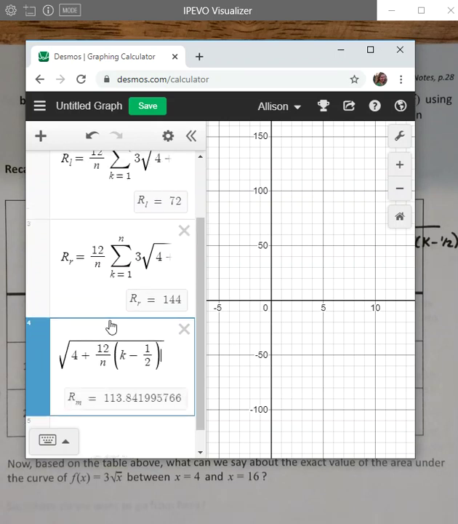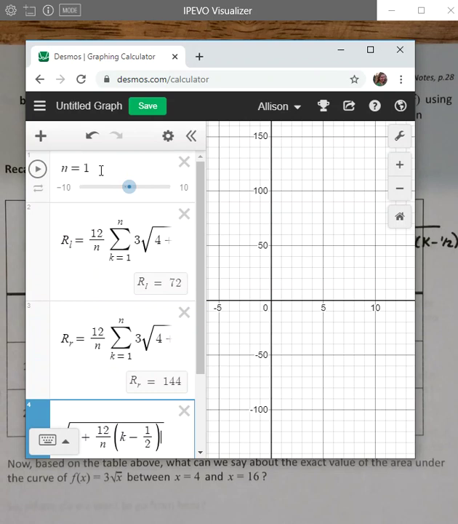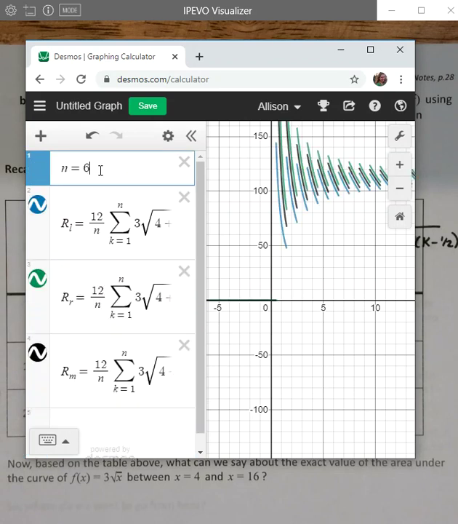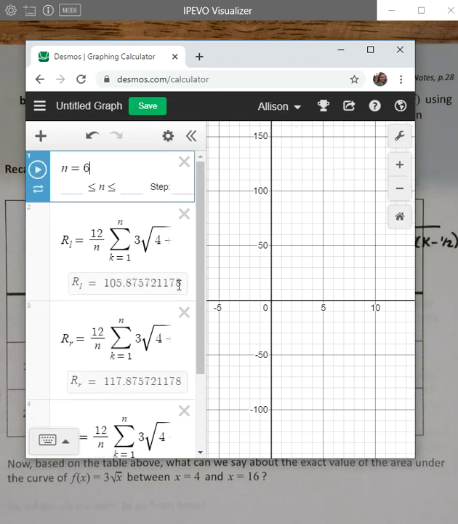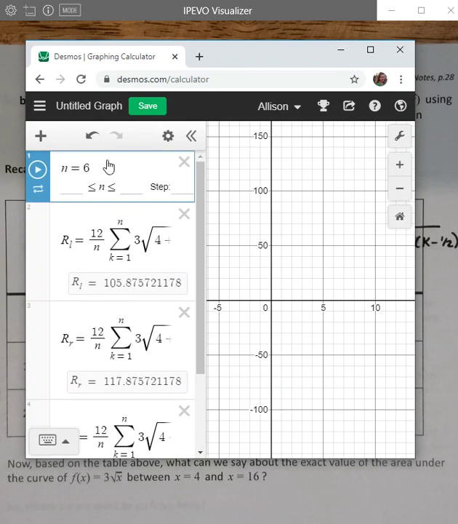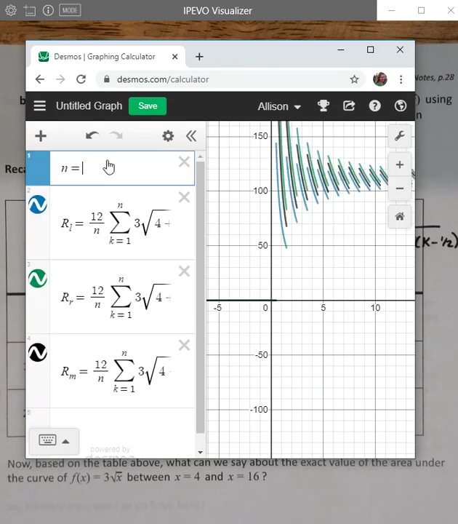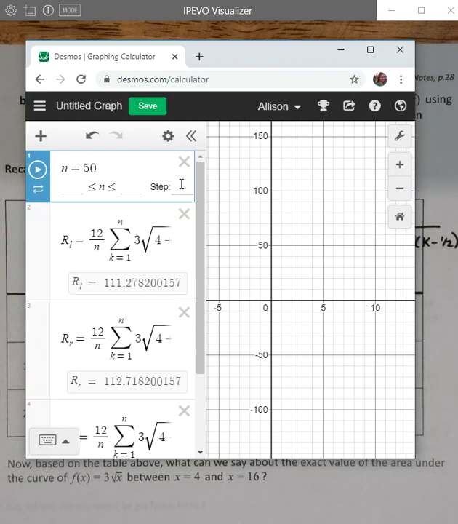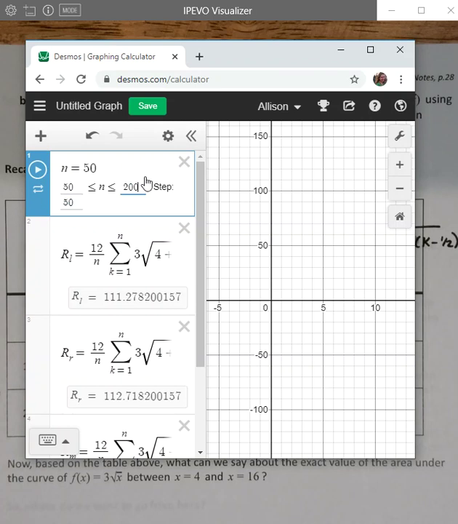First thing I want to do before I look at what my goal is, I want to try an n value of 6 and just make sure that we have the 3 things that we were hoping to have. We do, the 105, 117, 112 that we saw on the previous page. Now we want to do 50. So I'm going to start with 50 and we're going to step this by 50 as well. So I'm going to go from 50 to 200 with a step of 50.